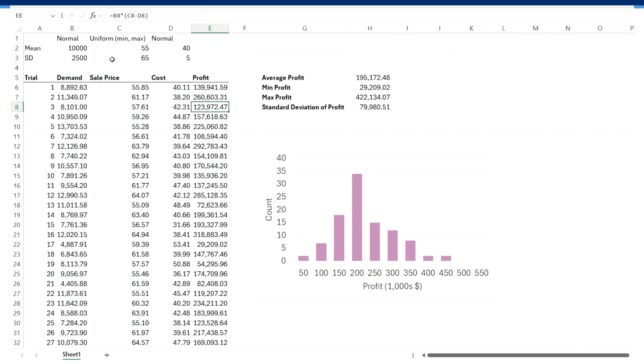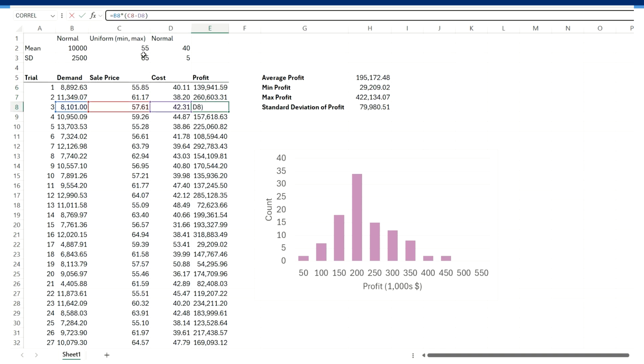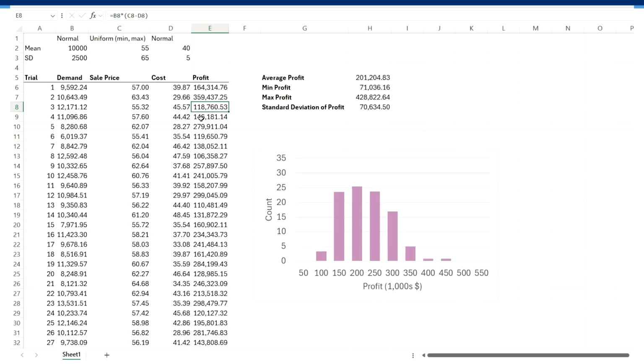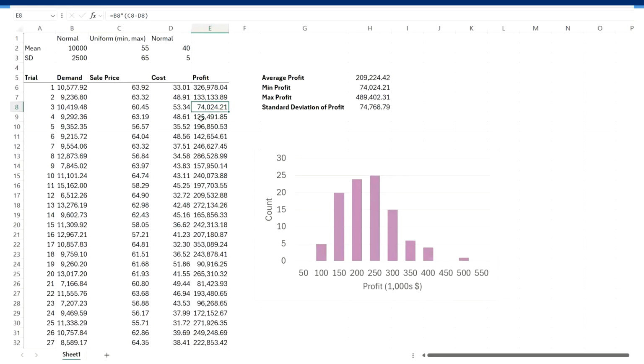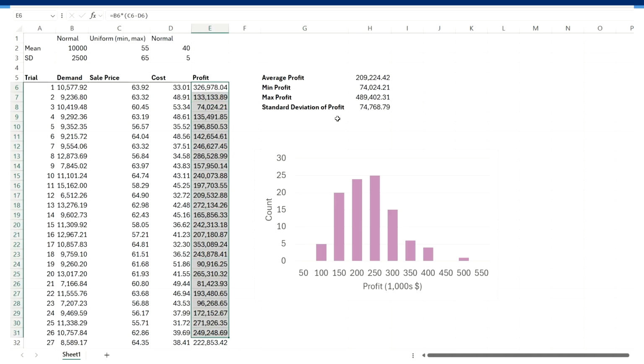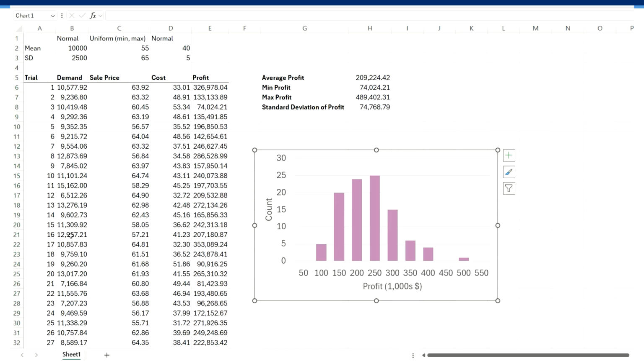And the profit here is simply the profit margin, so sale price minus the cost, times the demand, right? So every time this runs, it's simulating 100 product launches. The histogram here is just a histogram of their profit column. So this histogram is the histogram of this profit column here. The average profit is around 29,000 for this set of 100 trials. It gives you standard deviation, etc.